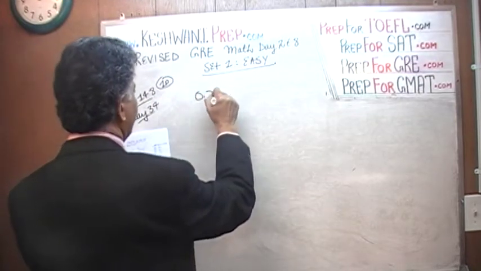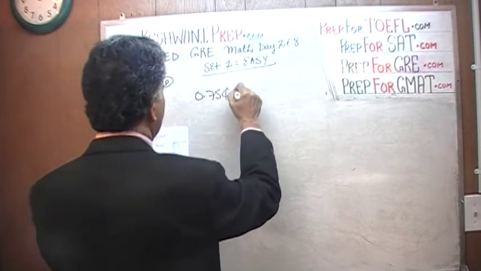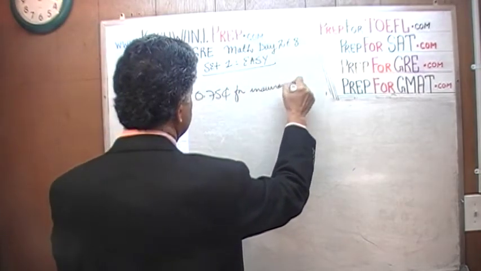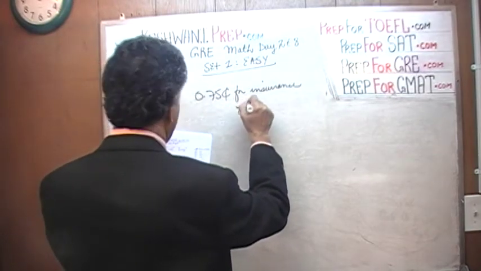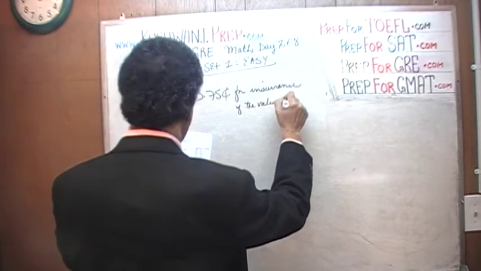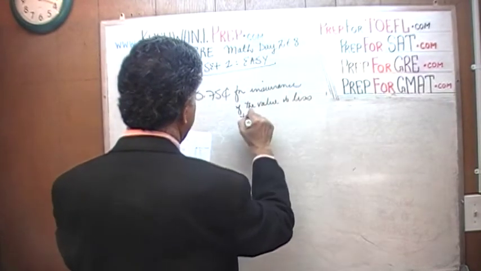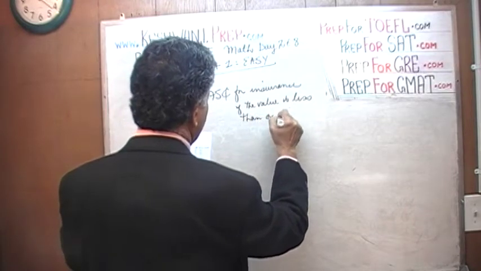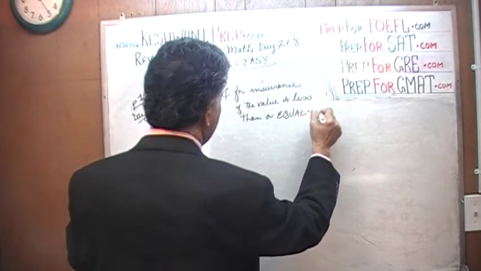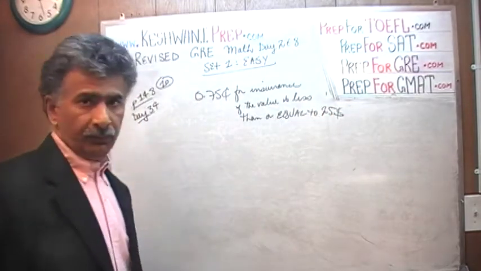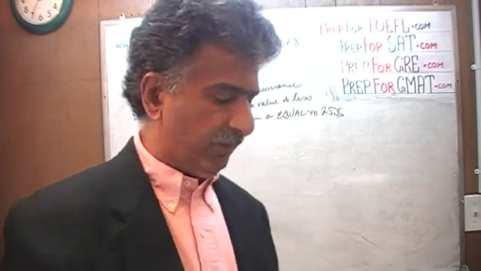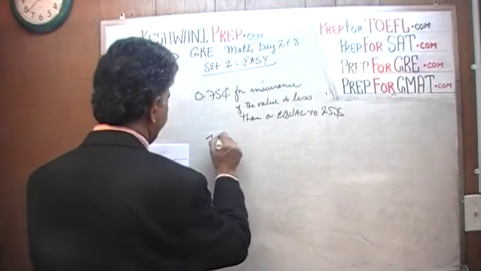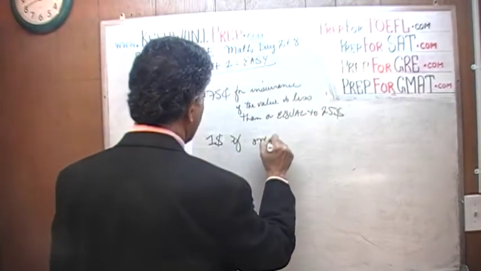We are told that we have to pay 75 cents for insurance if the value is less than or equal to $25. So if you're going to send a package and the value of the package is $25 or less, the insurance amount that we'll have to pay on the package is 75 cents. And we have to pay $1 if it is over $25.